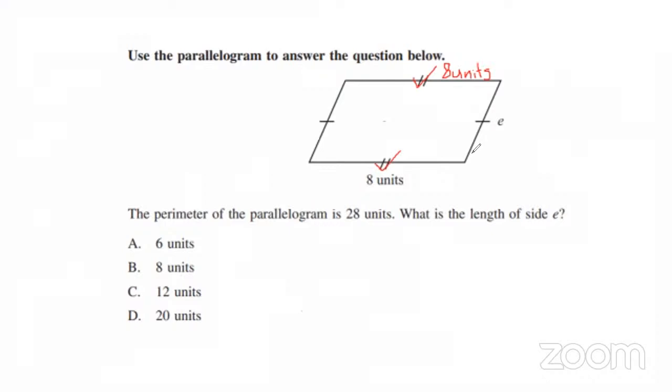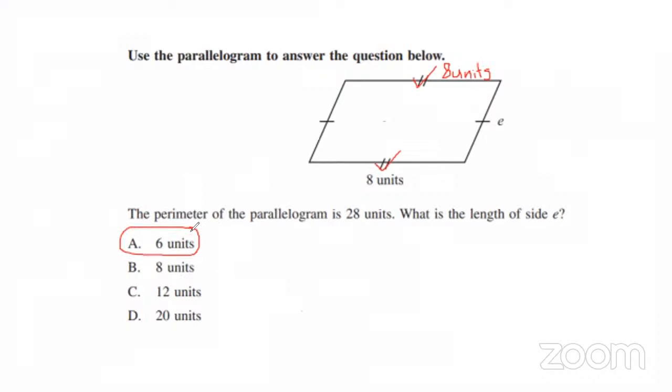So just as Taurus said, we would add 8 plus 8, we get 16, we need to subtract that from 28 and we are left with 12, and we must divide the 12 equally. So we divide that by 2 to get the length for side E and also for its opposite side. So the correct answer here would be 6 units. So great job, students. Great job.